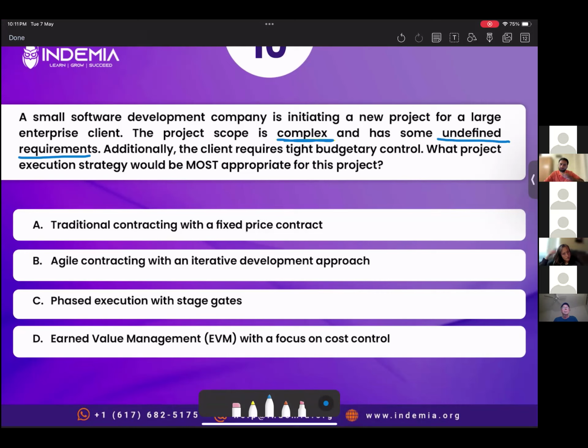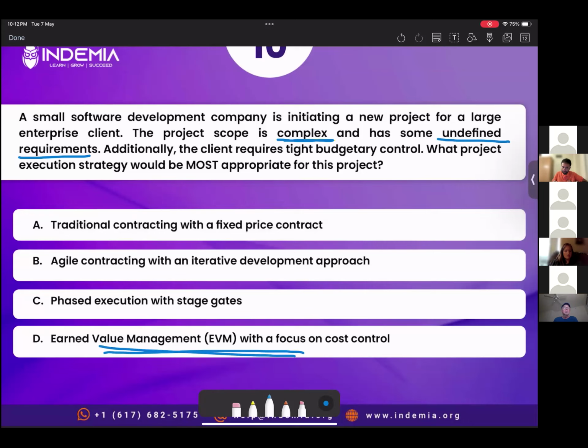All right, but Modit, the question says tight budgetary controls. How does agile help you control your budget? It actually gives you less control on budget because it's iterative. Yeah, true. That's why I had earlier chosen D, but then because of the changing complex requirements, I thought maybe that might not suit. The earned value management might not suit because the values are changing constantly.